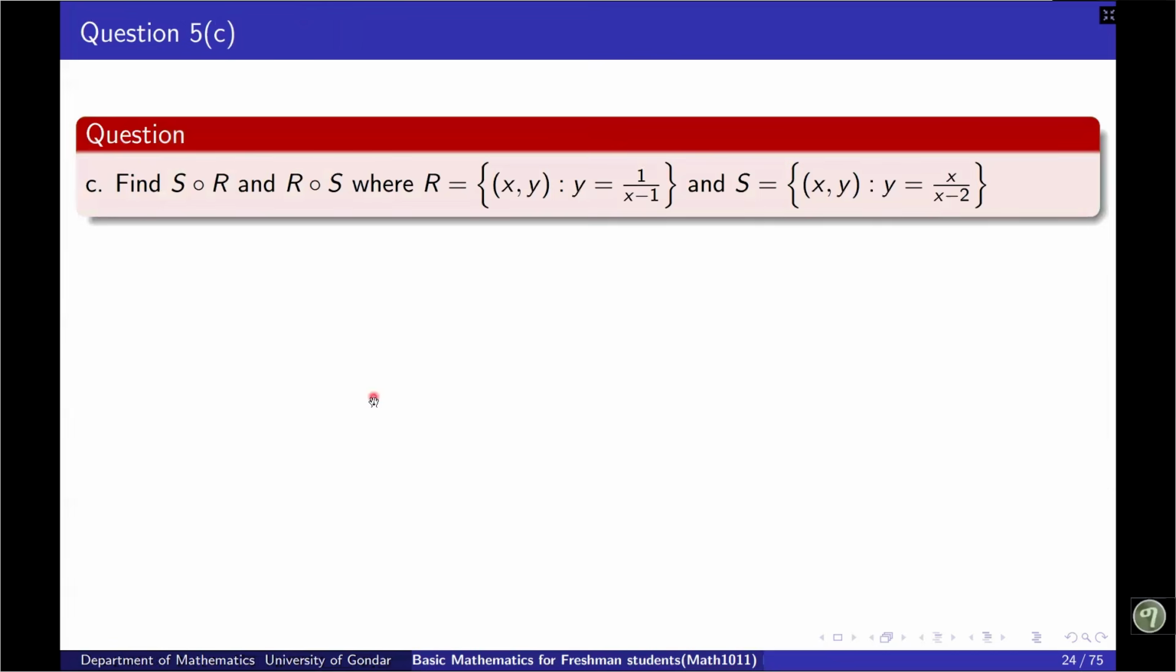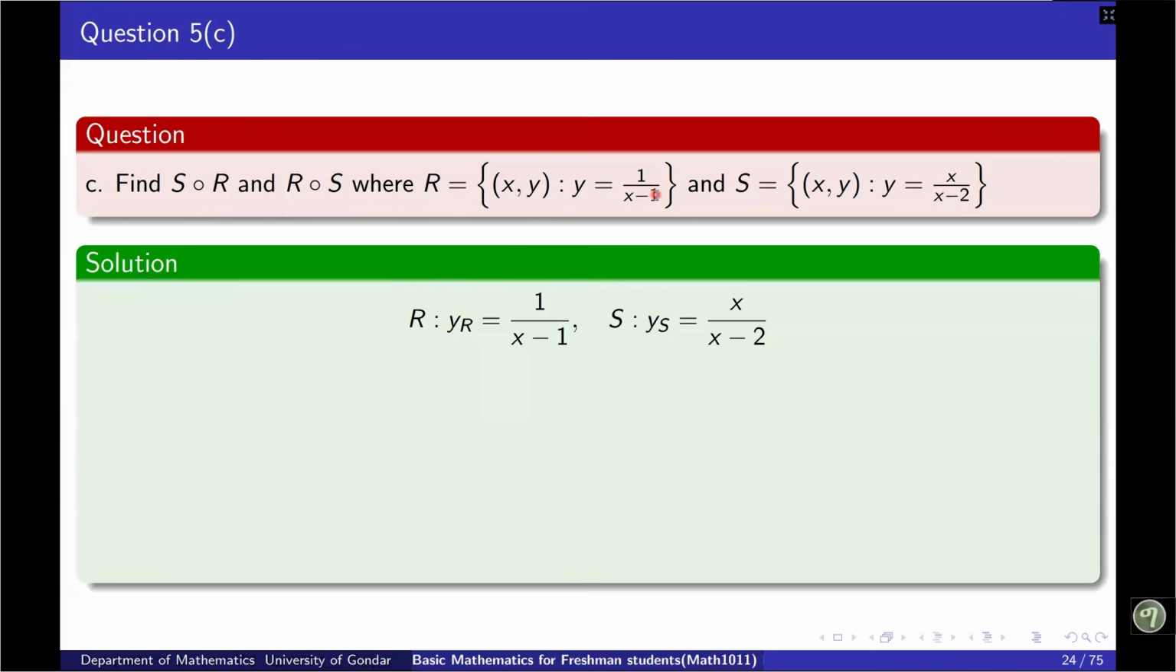The next one, that is question number 5. See again, S composite of R and R composite of S when R and S are given in formula. Then the first one, that is for S composite of R, we are given R, that is the image of x under R could be 1 over x minus 1, and S, say that the image of x under S could be x over x minus 1.